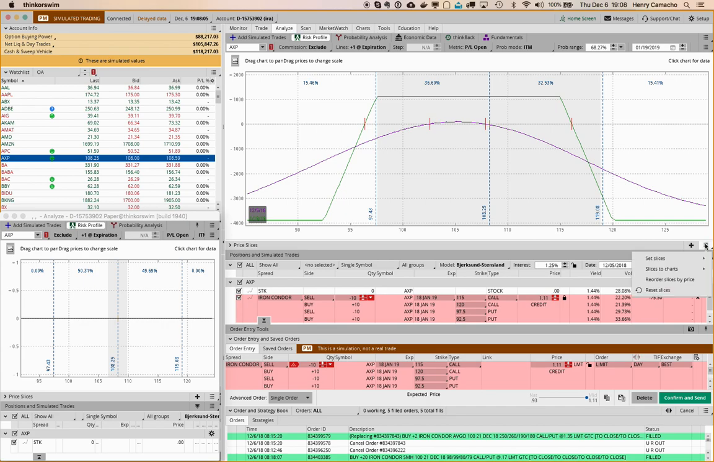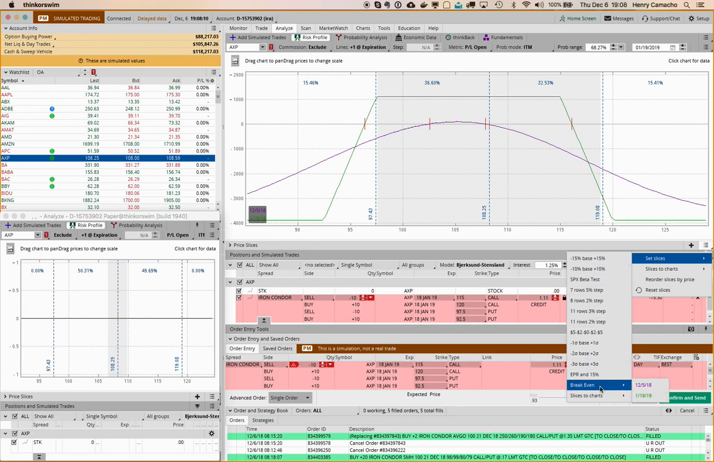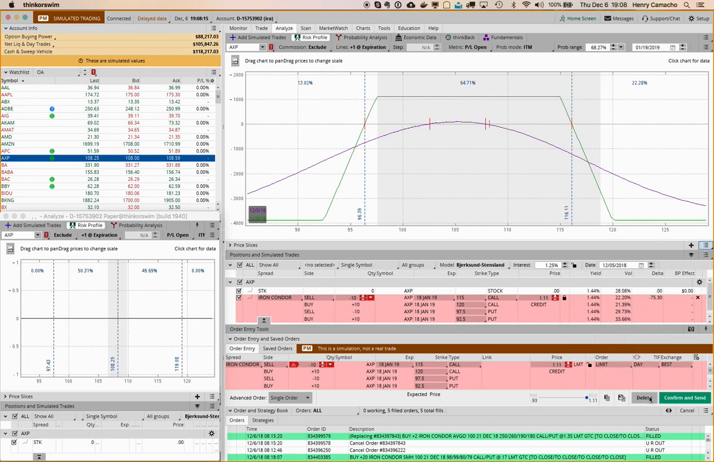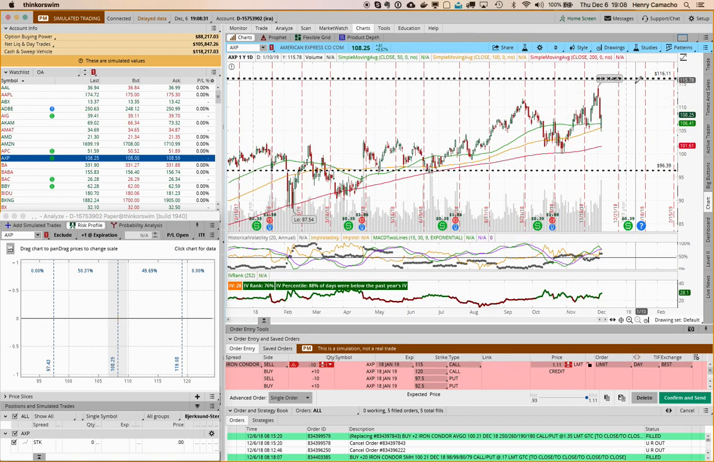This is something I like to do. I like to go over to set slices, break even, and then choose the month or the expiration date. Now it's going to set these slices to the break even at expiration. Then I come back over, hit slices to chart, and I hit the first position here, and that's going to place these lines on the chart for me, and I can see how wide my margin of victory is going to be. I've got to remember I've got to go all the way out to here.